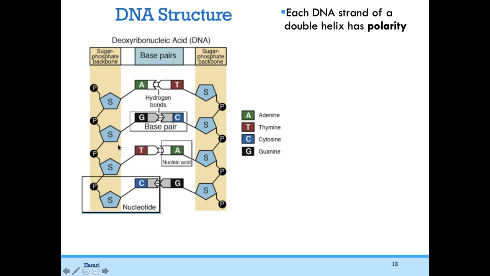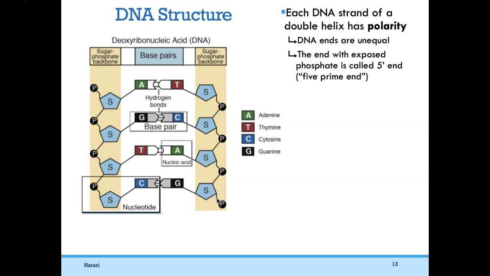Each strand of a double helix has polarity, meaning each end is unequal, right? And this strand is oriented in a different direction as this strand. So let me explain what this means. The end with the exposed phosphate is called the 5' end. The reason why it's called the 5' end is because the phosphate is attached to the 5th carbon in the sugar.